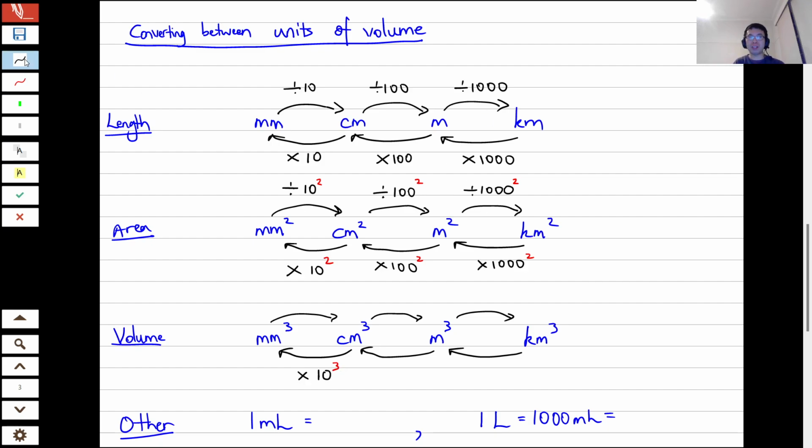Perhaps you see where this is going. So if I needed powers of 2 for area conversions, with volume, I'm going to need powers of 3 instead of powers of 2. All the numbers stay the same. The only thing that's changing this time is the power of 3 instead of the power of 2 for volume.